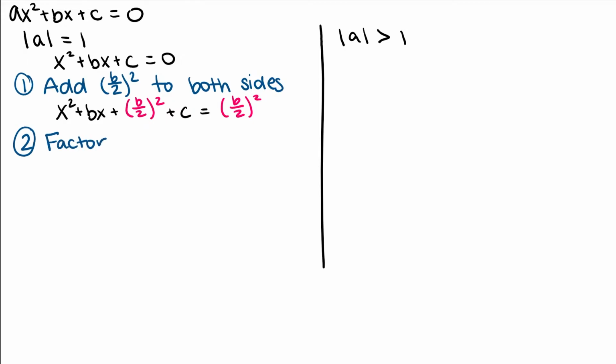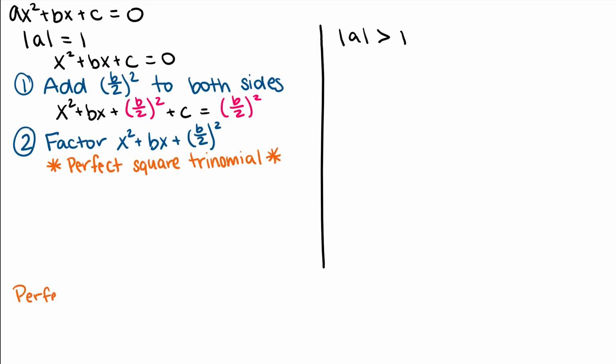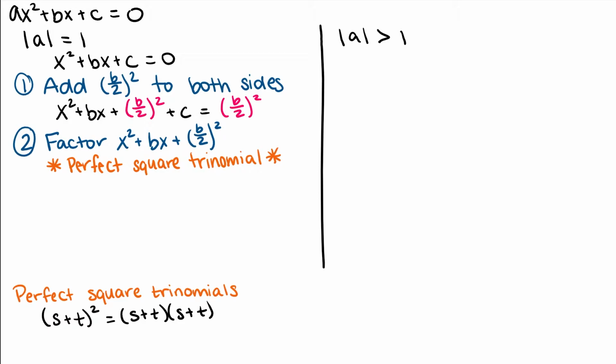Step 2 is to factor x squared plus bx plus b over 2 squared. This is a perfect square trinomial. So let's talk about perfect square trinomials for a moment. A perfect square trinomial is when we have the same binomial times itself. For example, (s plus t) squared. This is the same as (s plus t) times (s plus t). When we FOIL this, we get s squared plus 2st plus t squared. That's exactly what we have when we have x squared plus bx plus b over 2 squared.